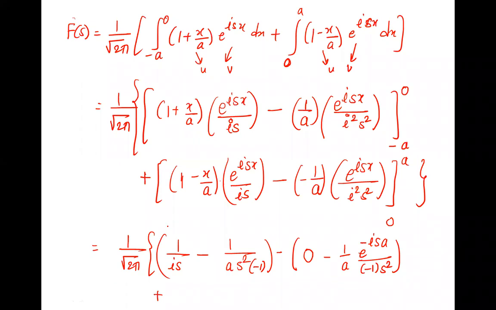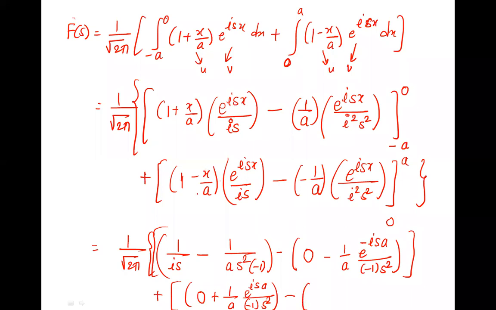Plus. Upper limit you are writing a now. So if it is a here, a cancels, 1 minus 1, 0. 0 into anything? 0, right. Write a here. So minus minus is already plus. 1 upon a, e raised to isa upon i square. i square is minus 1 into s square. Upper limit done. Minus lower limit, you are writing 0 for x.